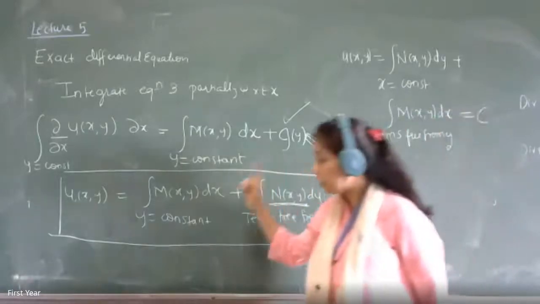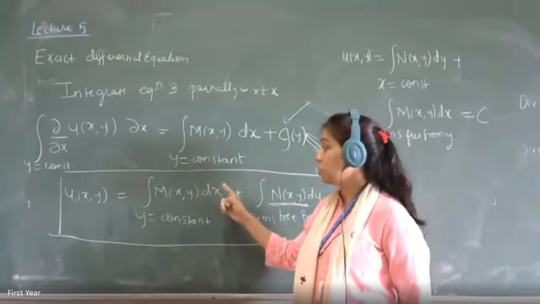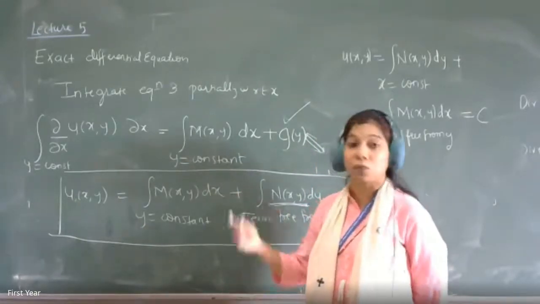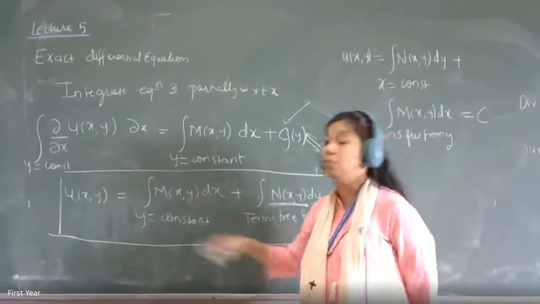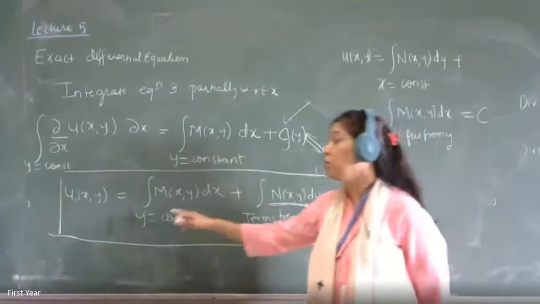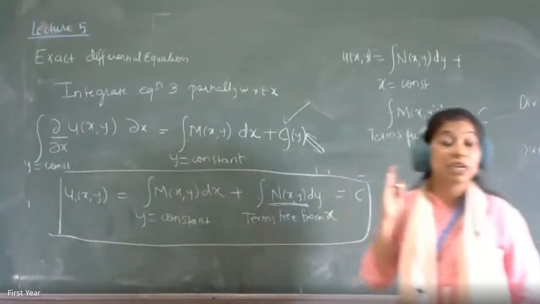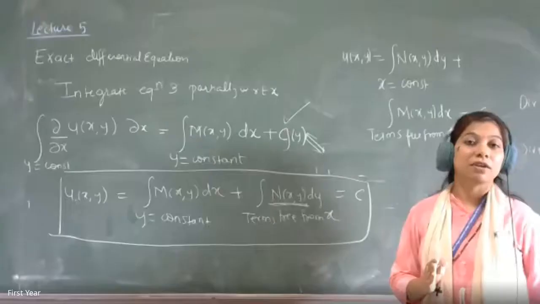If you are integrating with respect to x, you have to think what to do about y. If you are integrating with respect to x, you know the integration of x, or x square, or sin x, cos x. But if you have a y term, then what do I have to do about y? So either you have to take y as constant or you have to take terms free from y. Is it clear? Yes, ma'am.